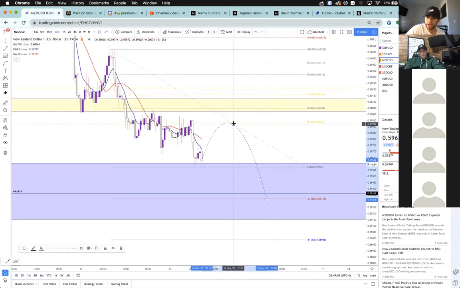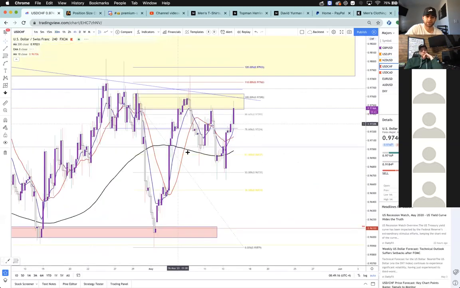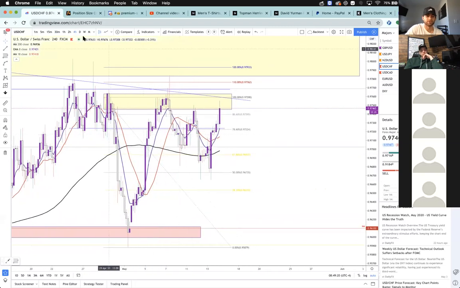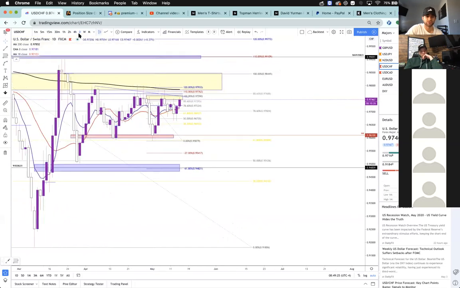So NU, waiting for this pullback, boom, retest 38.2, and then we'll go short. Let's go to USEF. USEF, we were anticipating some more upward movement overall. USEF is at a critical level, and this is the best levels for us to take entries, potential entries.